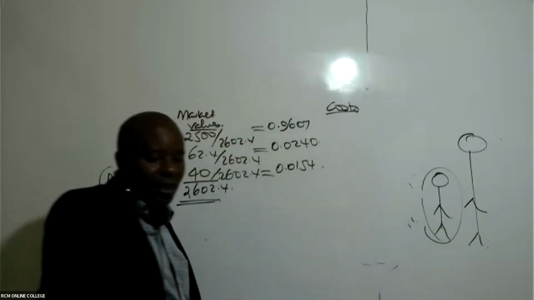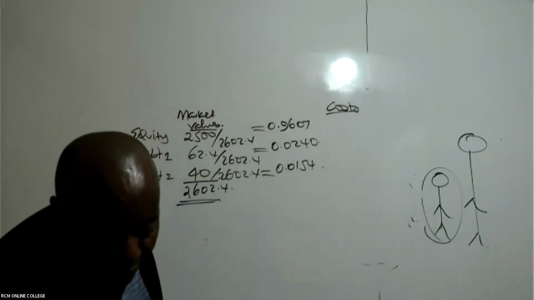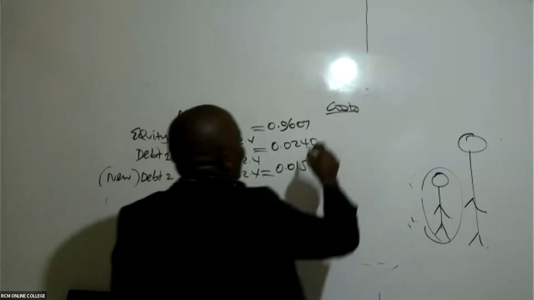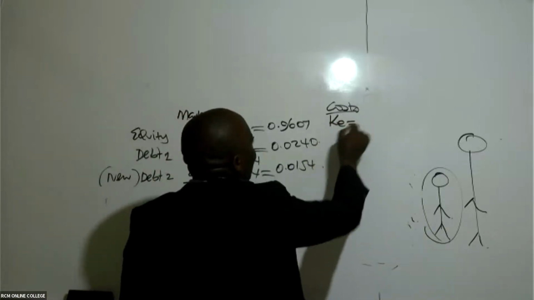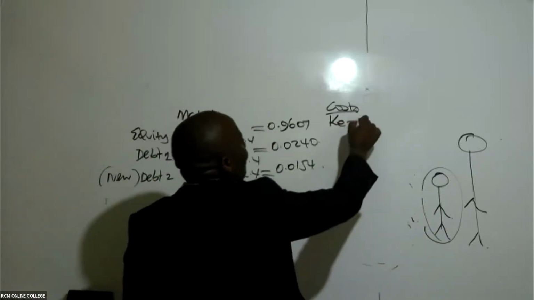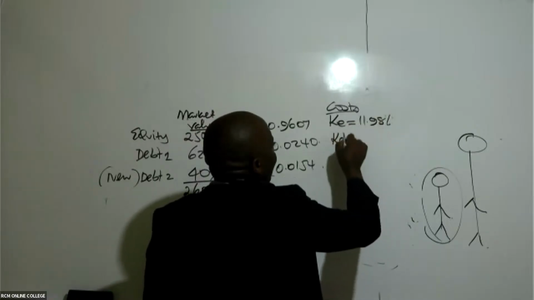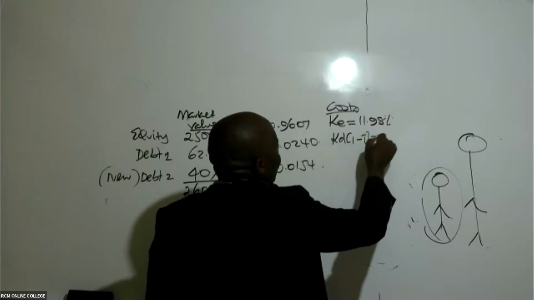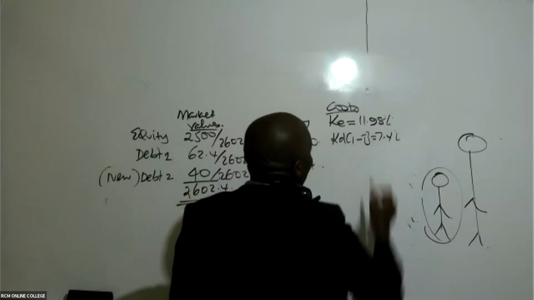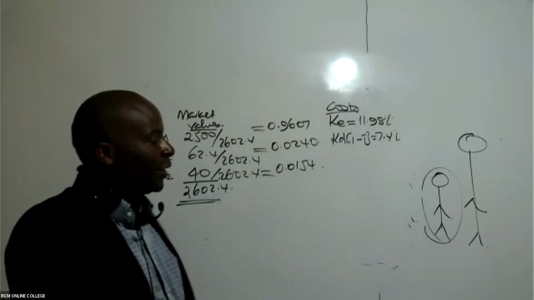How about the costs? Are you able to give me the cost of equity? Are you able to remind me the cost of equity you guys had gotten up there? If I remember very well, this was 11.98%. We had KD after tax. Was this 7.4%? We just check. Was it 7.4 or just 7?